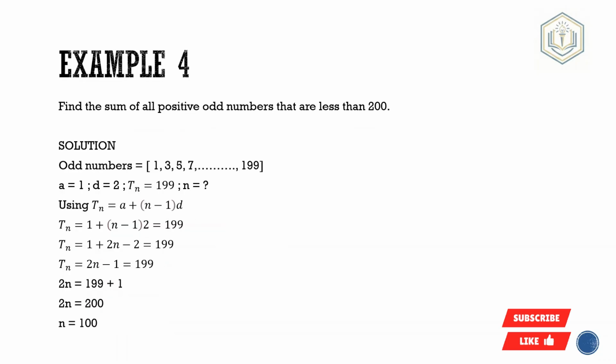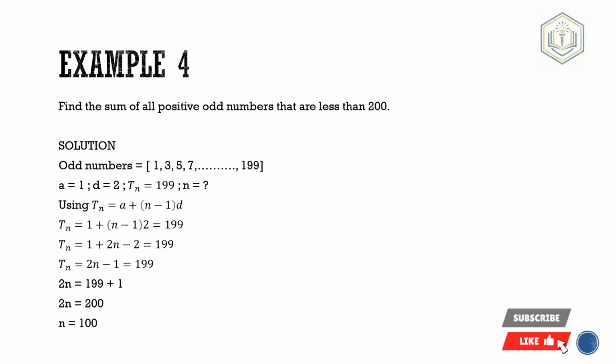Okay, so we pick another question, and this question is find the sum of all positive odd numbers that are less than 200. So odd numbers are 1, 3, 5, 7. Now we're considering less than 200. It means 200 is not involved. The next odd number to 200 is 199. So we'll stop there.